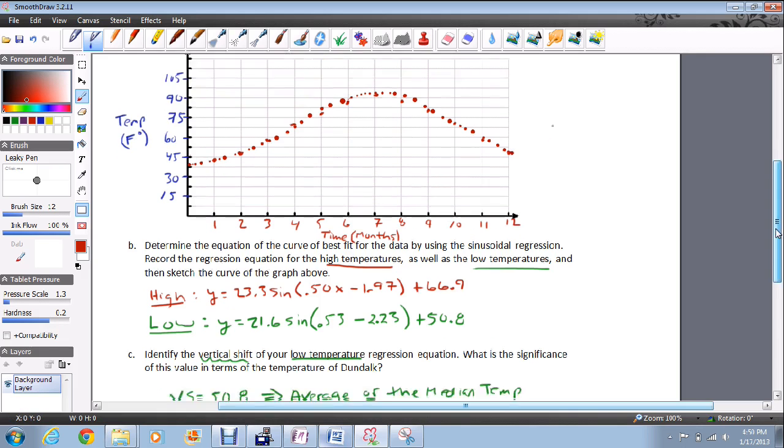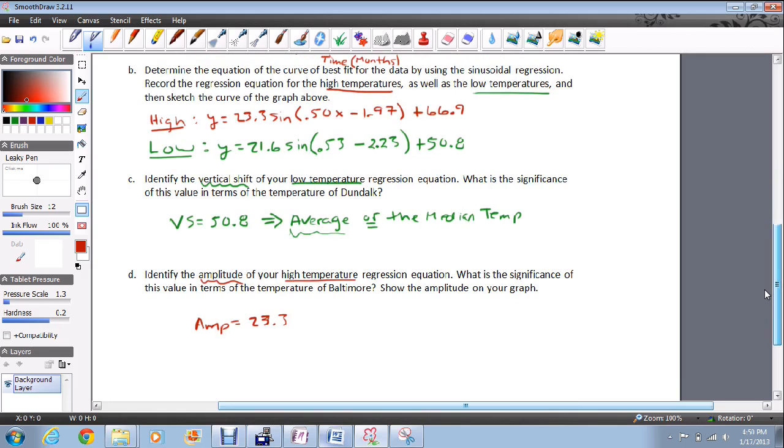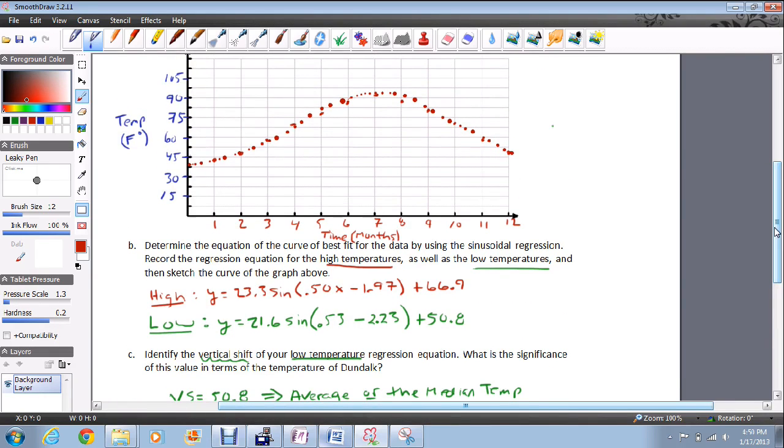Again, what the amplitude represents, that 23.3 number, is if we were to draw our center line in there, or our vertical shift for our high equation, even if we weren't asked to really find it, is this value right here, 66.9. 66.9 is approximately right dead center of all of the temperature values. So again, this is like that median or that average temperature for the high temperatures.